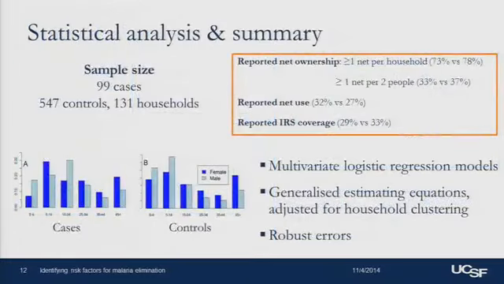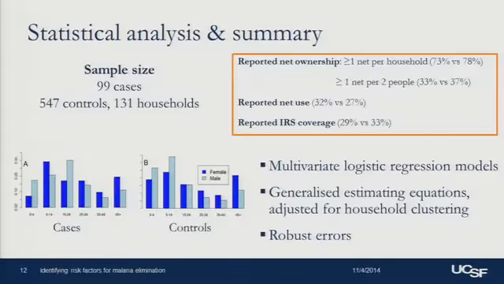The analysis for the study is ongoing, so I'll just present some preliminary results today. And there's a poster tomorrow, which I'll give the number for later if you'd like some more detailed information. The final sample size was 99 cases, which included 547 controls that came from 131 households. The figure on the left just illustrates that the age distribution for cases was slightly older, and there were maybe more males than females.